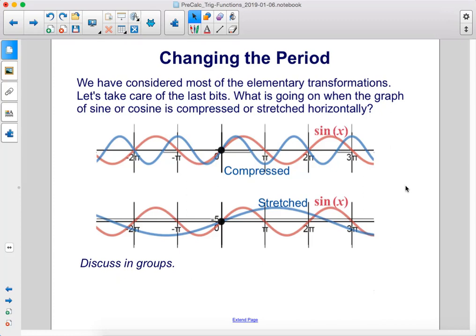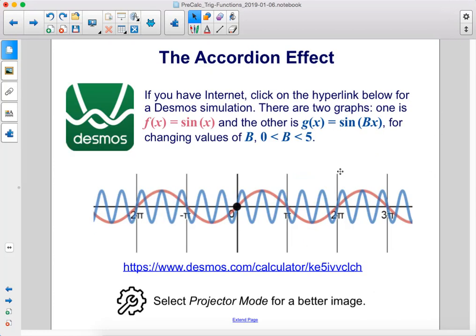We've considered most of the elementary transformations. Let's take care of the last bits. What's going on when the graph of sine or cosine is compressed or stretched horizontally? If you have internet, click on the hyperlink below for a Desmos simulation.